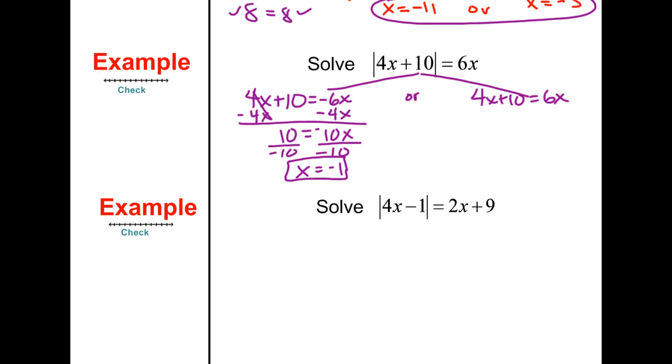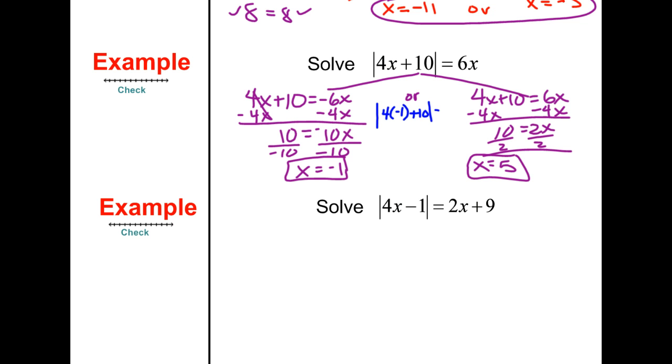And now we're going to have 4x, so subtract 4x from both sides, so we get 10 equals 2x, divide by 2, and we get x equals 5. So we have to test each of these pieces. Let's plug it in. So I'm going to plug in negative 1 first. So the absolute value of 4 times negative 1 plus 10, does that equal 6 times negative 1? Well, I can stop right now and I can look that negative 4, right here, I can do negative 4 plus 10.